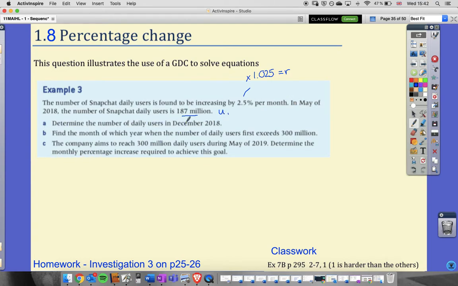Part A then, determine the number of daily users in December 2018. So if we're thinking about December, May is U1, December is going to be U8. So we can just use our formula. We'll take U1, 187 million, multiplied by R to the power of n minus 1, so to the power of 7. And this comes out at roughly 222.28. So we could say that there are roughly 222 million users.